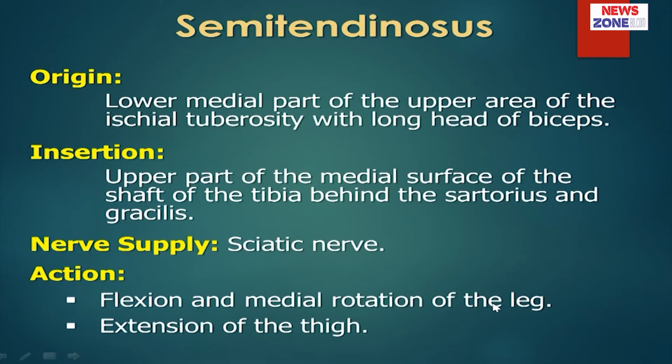Now the semitendinosus. The origin is the lower medial part of the upper area of the ischial tuberosity, with the long head of the biceps femoris. The insertion is in the upper part of the medial surface of the shaft of the tibia, behind the sartorius and the gracilis. As you know, semitendinosus is a part of the guy ropes. The nerve supply is the sciatic nerve. The action is the flexion and medial rotation of the leg and the extension of the thigh.